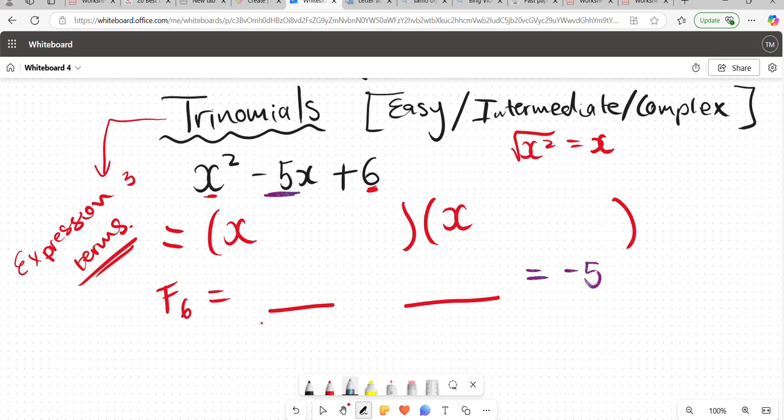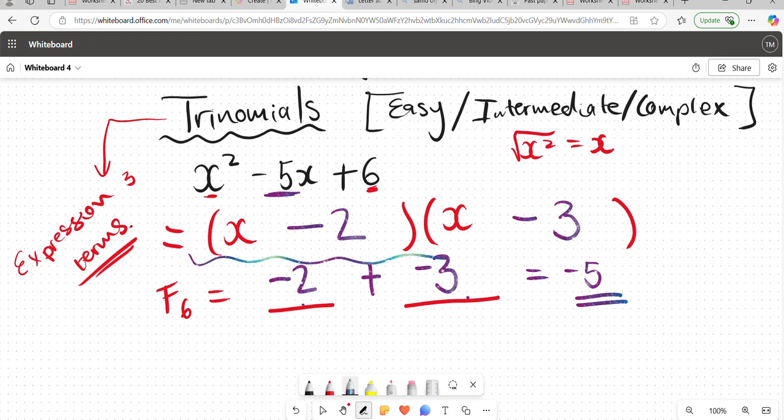So my brain is already telling me that I need a -2 to add with the -3 to give me a -5. And does a -2 and a -3 multiply to give me a 6? Yes, it does. So those are the factors I was looking for. I put the -2 there and I put a -3 there. And this is my final answer.